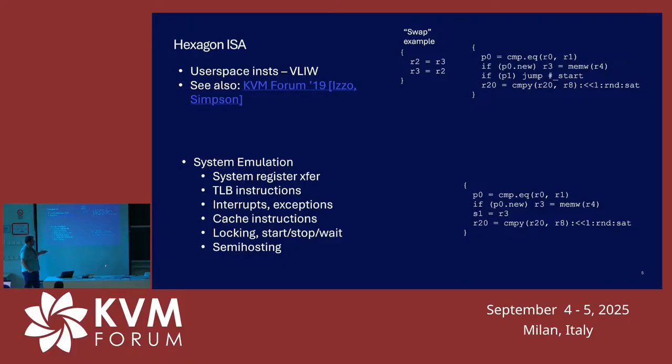If the .new were omitted, it would actually use the P0 predicate value from before this instruction had started. And at the bottom, there is a complex multiply that also has a shift, round, and saturate associated with it. So that is a legal user space packet up on the right, and that's part of what already exists in QEMU today. What's new that we're working on is upstreaming support for system emulation.